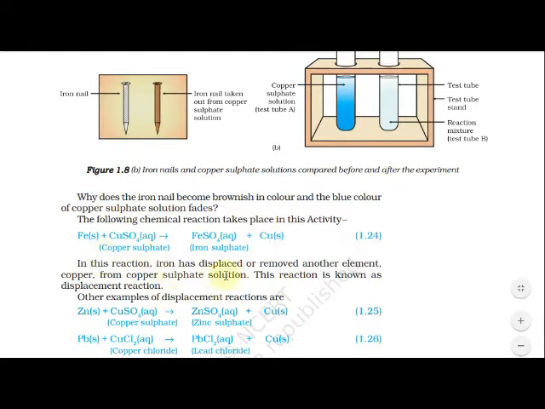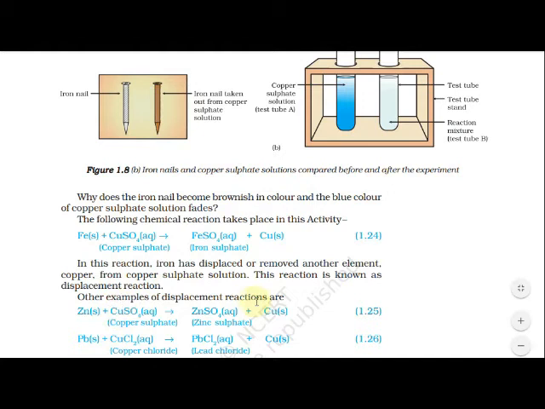In this reaction, iron has displaced or removed another element, copper, from the copper sulfate solution. This reaction is known as a displacement reaction. What is a displacement reaction? Iron has displaced or removed another element, copper, from the copper sulfate solution, and it is known as displacement. Here, copper from the copper sulfate solution is displaced onto the iron nail, and FeSO4 solution is formed. From CuSO4, Cu has been displaced and is stuck on the iron nail, and this is known as displacement of Cu on the iron nail.